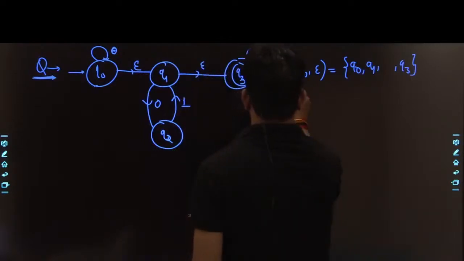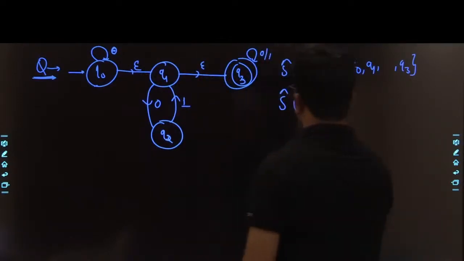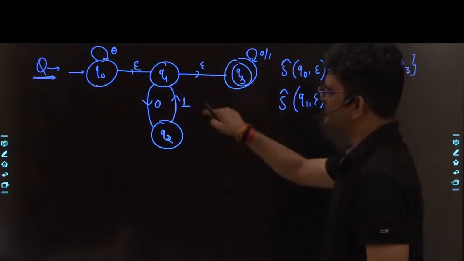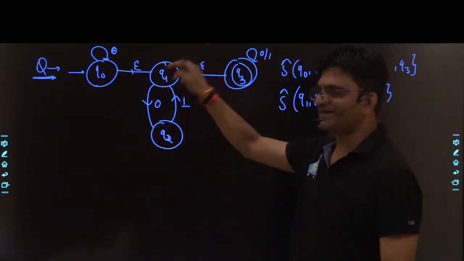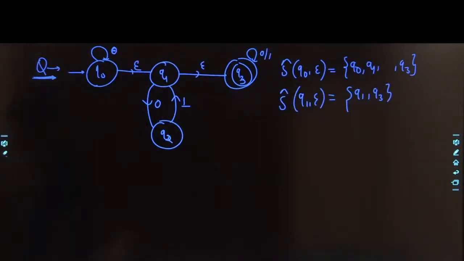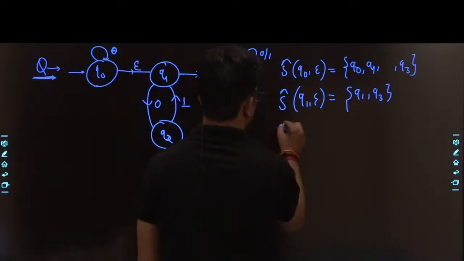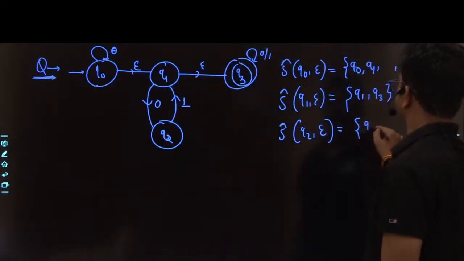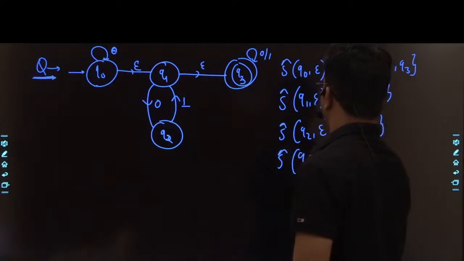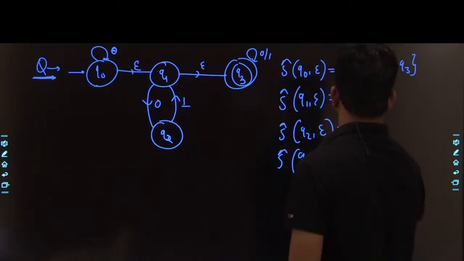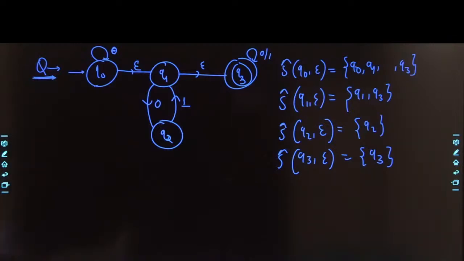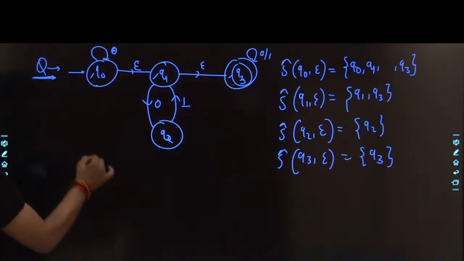Now, what is the epsilon closure of Q1? Q1, Q3. Q2 is not present because we cannot reach Q2 by reading nothing on Q1. Next, epsilon closure of Q2: only Q2. What is the epsilon closure of Q3? Only Q3. So when we convert to the equivalent NFA, what are the final states? Q0 is final, Q1 is final and Q3 is final. Now convert into the equivalent NFA.